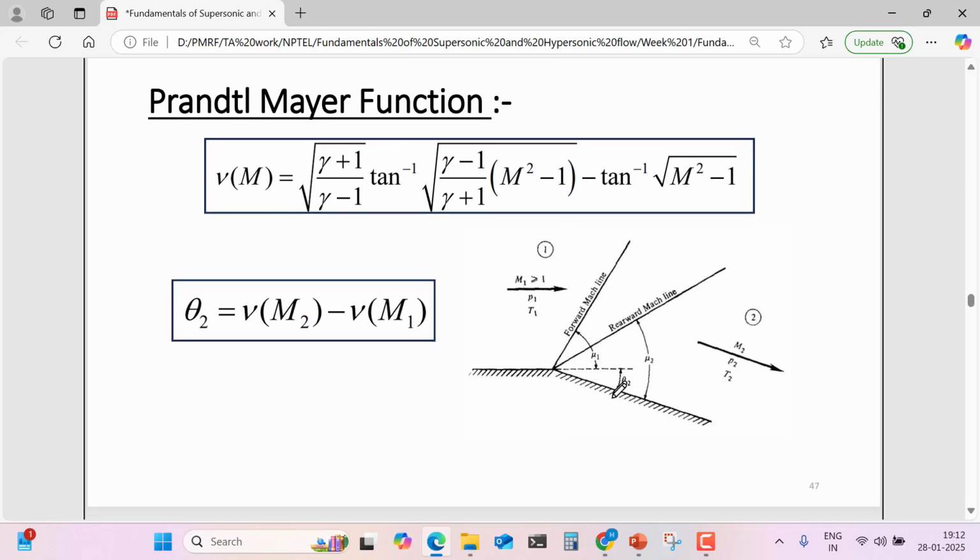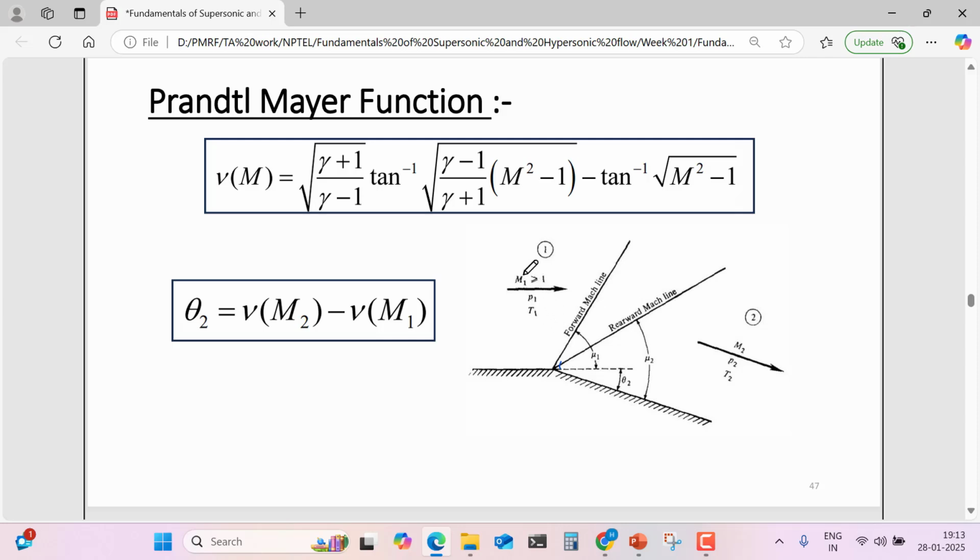Let's say this flow is turned by angle theta 2, then this theta 2 will be given by nu m2 minus nu m1. The starting of this Prandtl-Meyer wave is called the forward Mach line, and the ending is called the rearward Mach line.